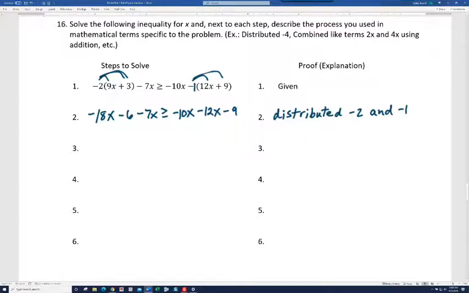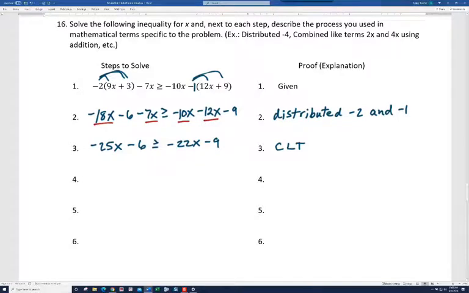All right, now we can combine our like terms on the left. Negative 18x and a negative 7x. Well, negative 18 and negative 7 is negative 25. So we get negative 25x minus 6 is greater or equal. Now we've got a negative 10x and a negative 12x. That's negative 22x. And bring down that minus 9. So what did we do going from step 2 to 3? We combine like terms.